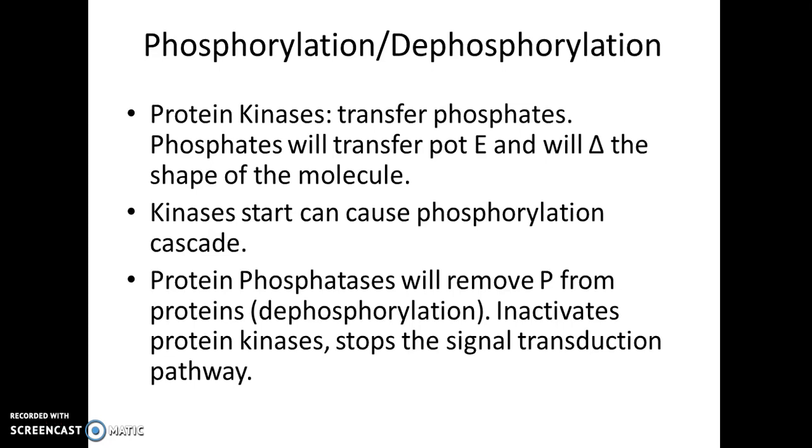Kinases can cause a phosphorylation cascade, in which one molecule is phosphorylated, which causes a whole bunch of molecules to be phosphorylated. Protein phosphatases will remove phosphates from proteins, that's the dephosphorylation. It will inactivate protein kinases, and it will stop the signal transduction pathway. So phosphorylation starts, dephosphorylation stops.